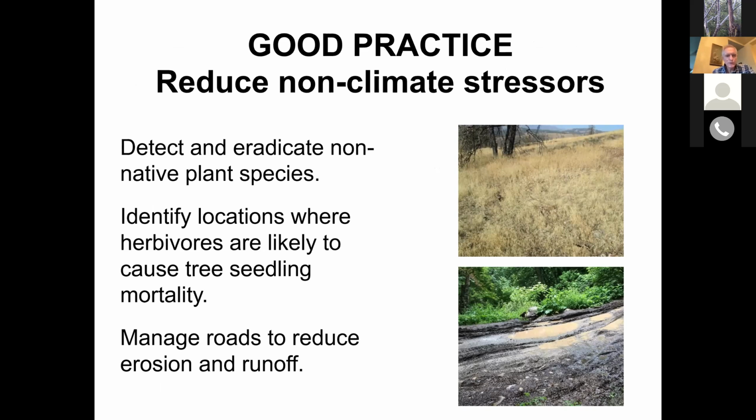So the one thing we always start with is trying to do those things that we should be doing anyway: reducing stressors, keeping our forests healthy. So these are things that aren't necessarily related to climate. If you have non-native plant species out there, cheatgrass, knapweed, whatever, do the best you can to minimize those populations. Identify locations where herbivores might be particularly damaging to a new stand. Reduce runoff and erosion on your roads if you have some problems with that. All these kinds of things, again, that we should probably be doing anyway to keep our forests as healthy and sustainable as possible.